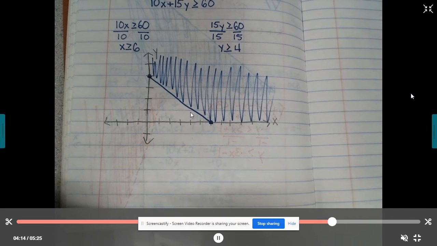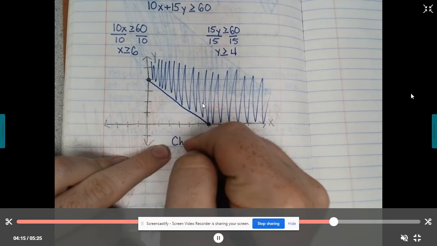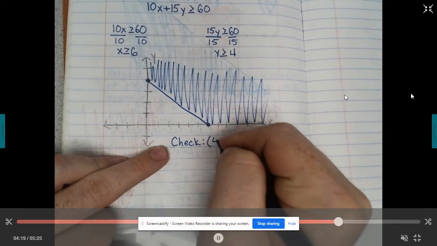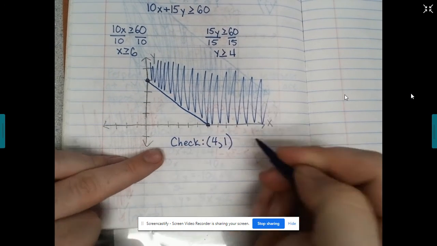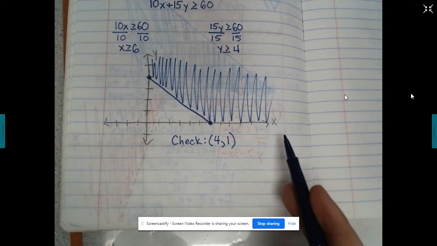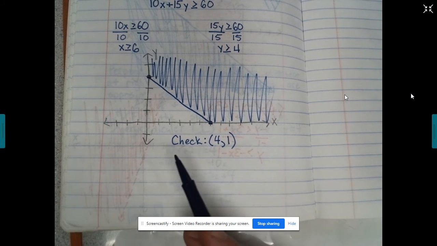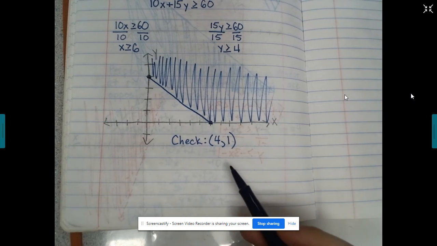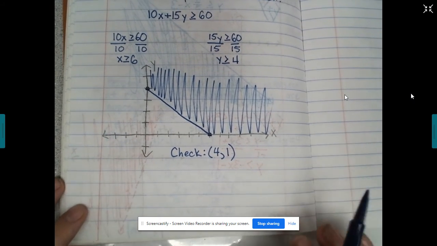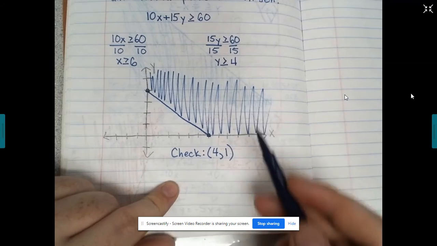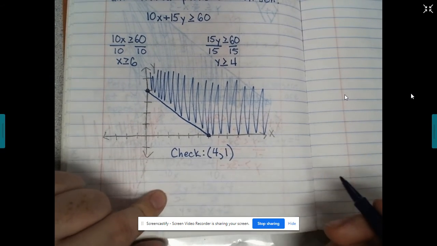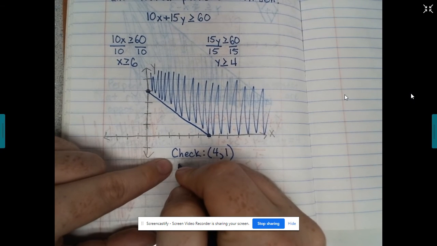That's really close to that line. Is it on the line? Is it in the shaded region? Is it not? So we're going to check 4 posters, 1 framed photo. That's the ordered pair 4, 1. Because remember, my posters were my X variable and my framed photos were my Y variable. So the point 4, 1, is that a solution to this inequality? So let's substitute 4 in for X and 1 in for Y and see if this is true.